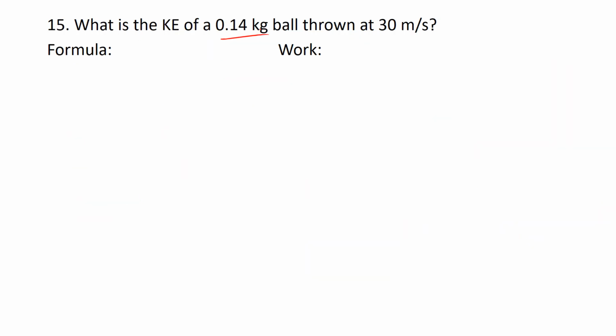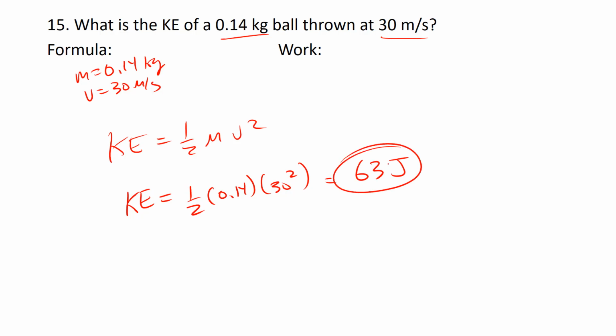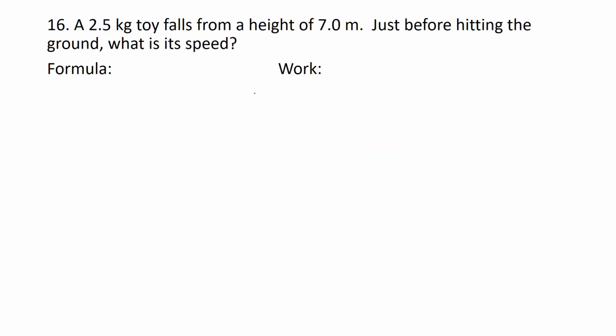Okay, what's the kinetic energy of a 0.14 kilogram ball thrown at 30 meters per second? So KE equals 1/2 mv squared. The mass is 0.14 kilograms. The velocity is 30 meters per second. We plug all that in. KE equals 1/2 times 0.14 times the 30 squared. And so we get 30 squared equals 900 times 0.14 equals 126 times 0.5 equals 63, and that would be joules of kinetic energy.